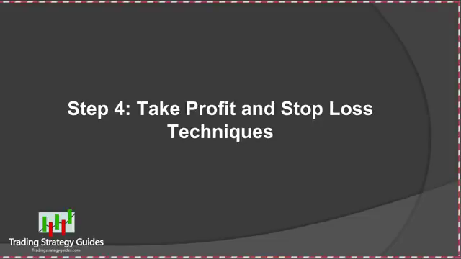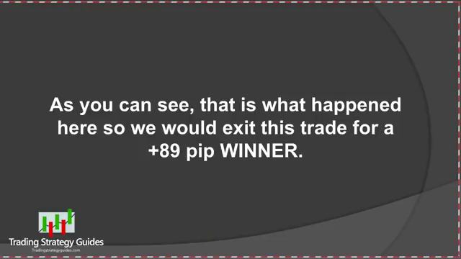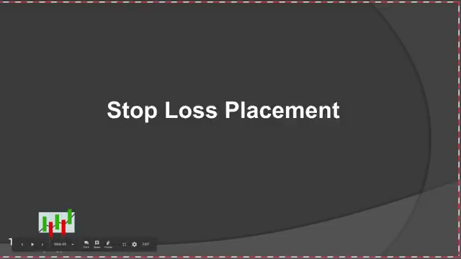All right, so step 4 is the take profit and the stop loss. Every strategy that you're going to trade has to have a take profit and a stop loss, because it's not just entering the trade, it's exiting with a profit. It's very important. So in this particular example, you can see that there was the entry. When you start to see the price consolidating, then that would be a great place to exit the trade. In this particular trade, it would have been an 89-point winner.